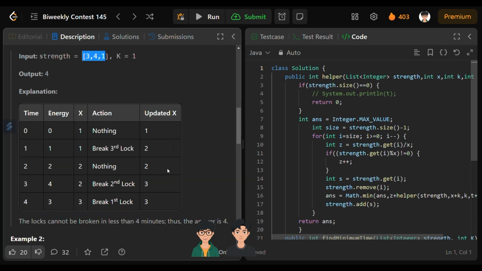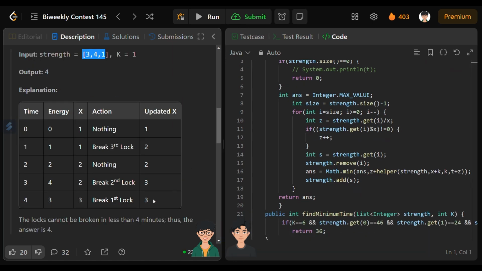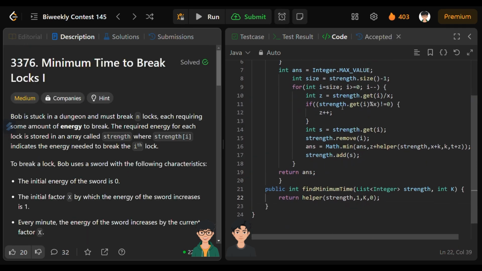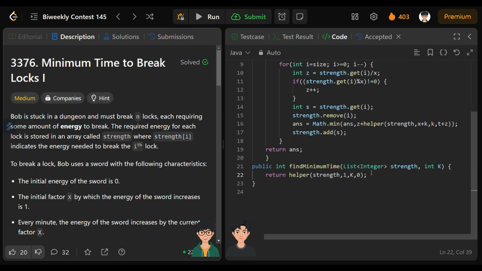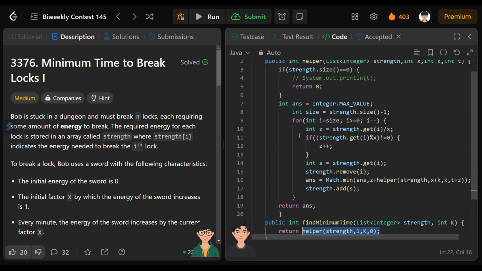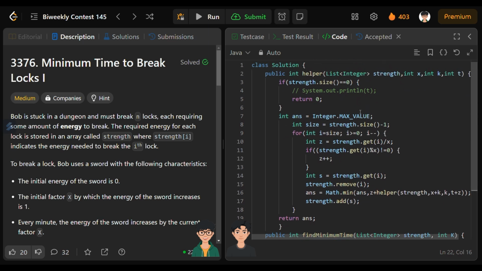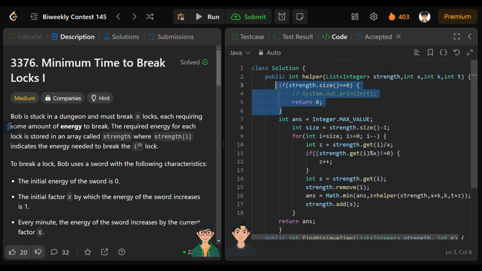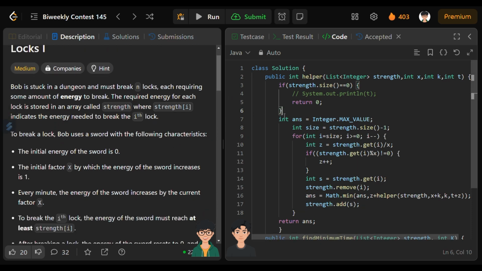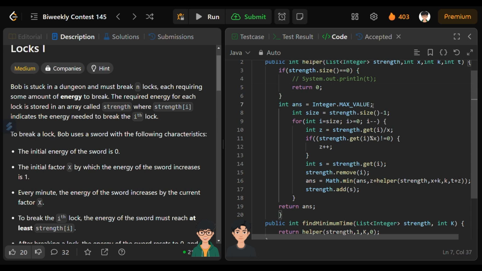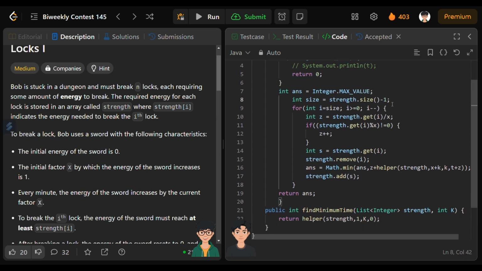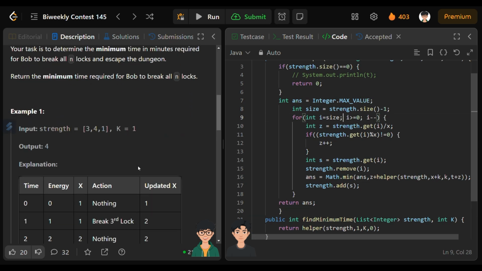So we have to see all the permutations, and it can be done by recursion also, or there can be any other method also. So I made a simple recursion call here, and I will explain the recursion. The strength array is given. The base case is if the size of the array is zero, like all the locks have been broken, then I will return zero time because zero time is required. Now I will initialize the answer with max value. Here the size I have initialized. Now I will traverse the strength array, like first I will try to break 3, then 4, then 1, and then do the operations.